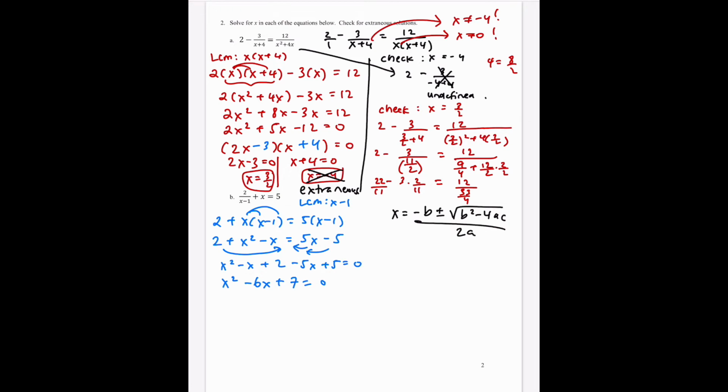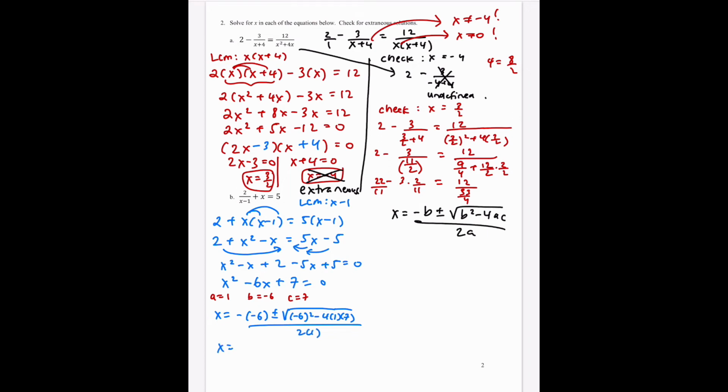So in this case, a is 1, b is negative 6, and c is equal to 7, right? So x is going to be negative 6, which is positive 6, plus or minus the square root of b squared, which is negative 6 squared, minus 4 times a, which is 1, times c, which is 7, all over 2 times 1.